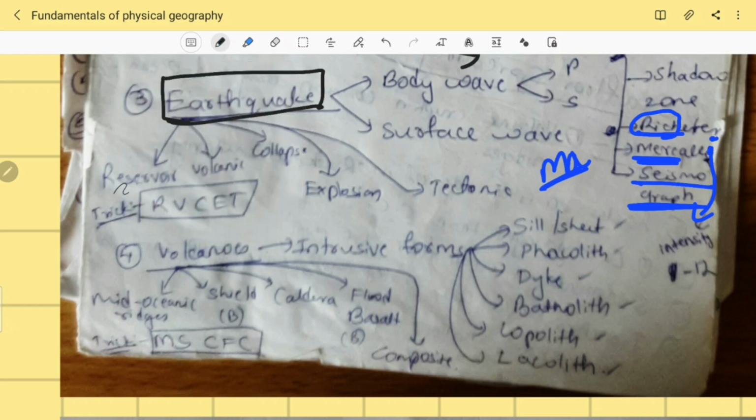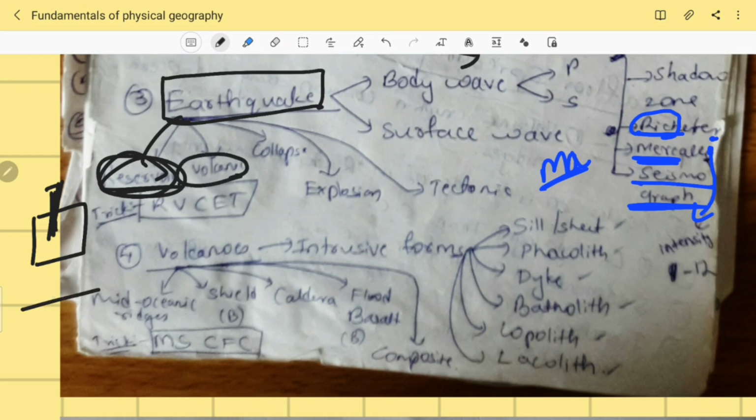See, what does reservoir earthquake mean? Say there is a dam at a place X, so there is a reservoir, right? Any earthquake which happens near the reservoir is called a reservoir earthquake. Volcanic earthquake is what? Say there is a volcano, and the earthquake happening there due to this volcano is known as a volcanic earthquake. Then we have the other three: collapse earthquake, explosion earthquake, and tectonic earthquake.